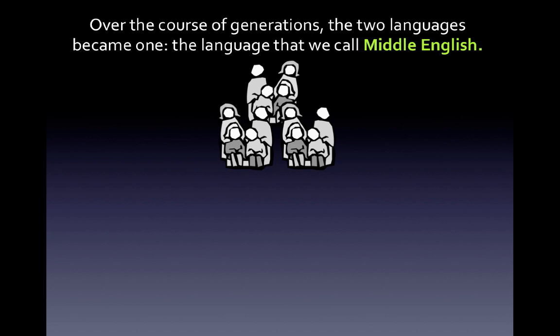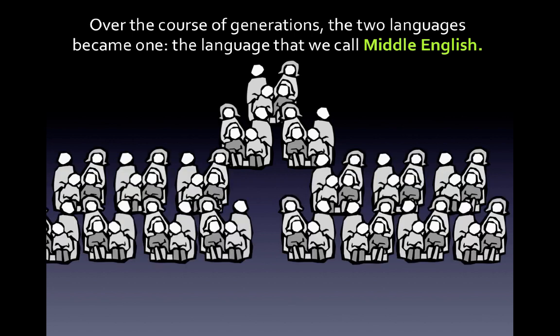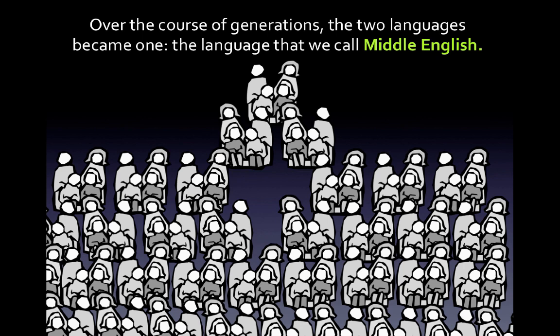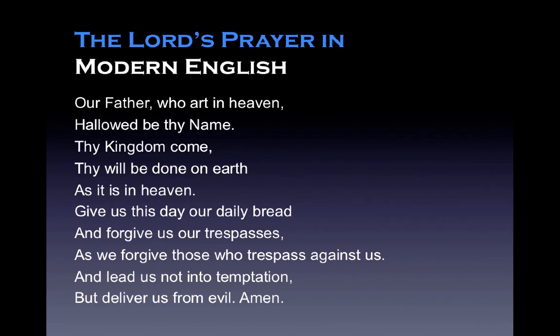Over the course of generations and centuries, Anglo-Saxon and French-Norman would continue to merge, eventually becoming a language of its own, the language that we now call Middle English. So, what did this language sound like? Well, you're going to learn your own little bit of it soon enough. But for now, let's look at that old chestnut from the third Beowulf video, the Lord's Prayer.